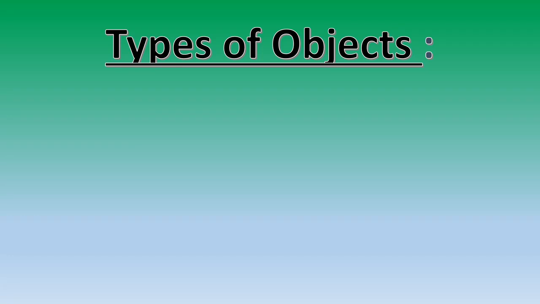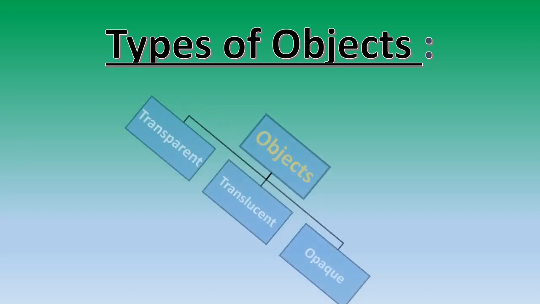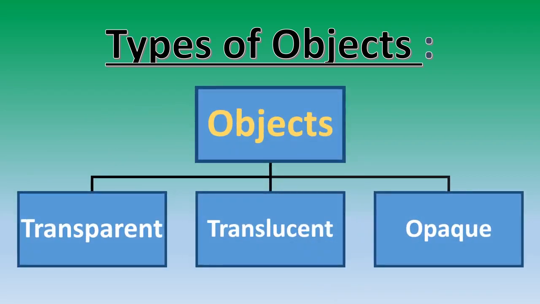Let's start with the types of objects. The objects in our surrounding are classified into three categories: transparent, translucent, and opaque.